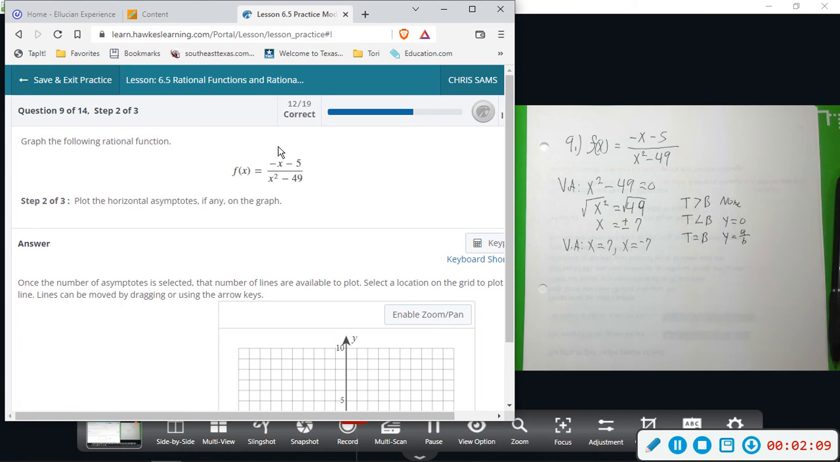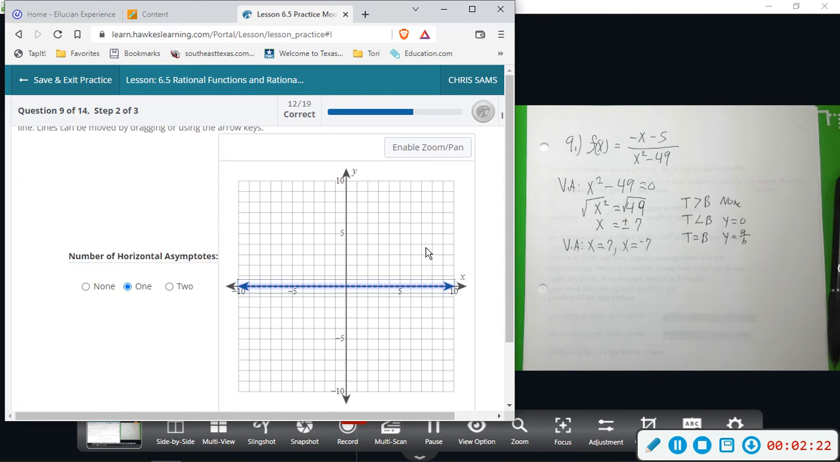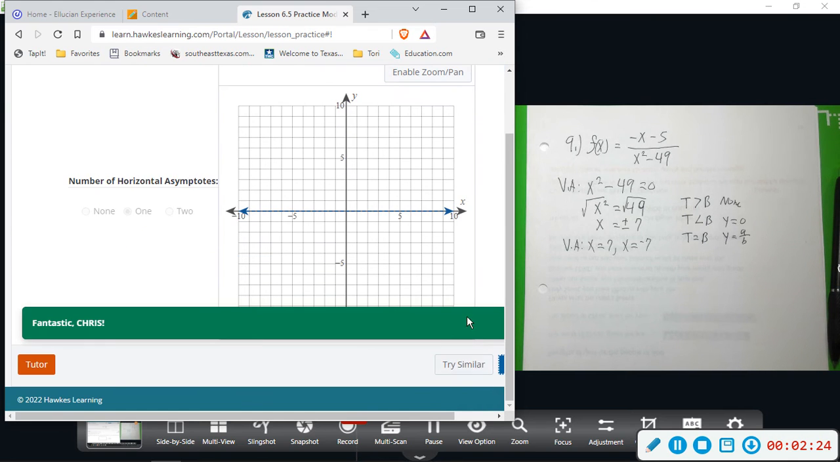Okay, so we have the top is less than the bottom, so we have y equals 0. So there's 1, and y equals 0 is just the x-axis, so you probably won't see anything plotted. Yeah, it does show the dotted line on top. Alright, so we'll submit that.